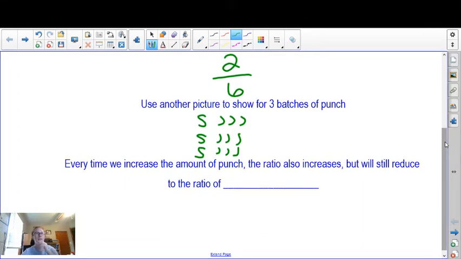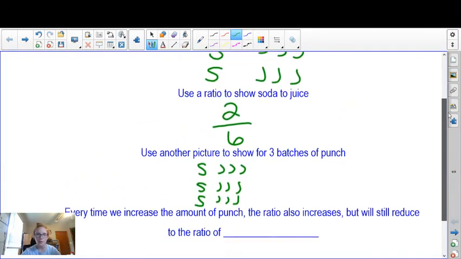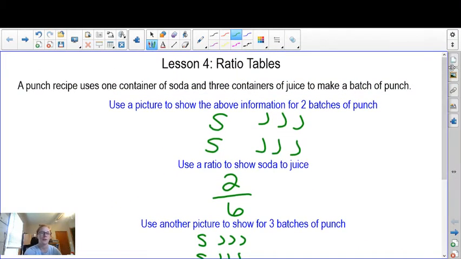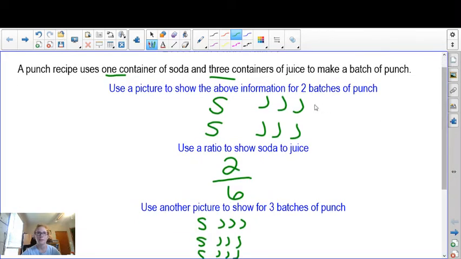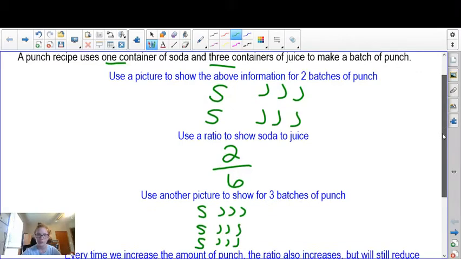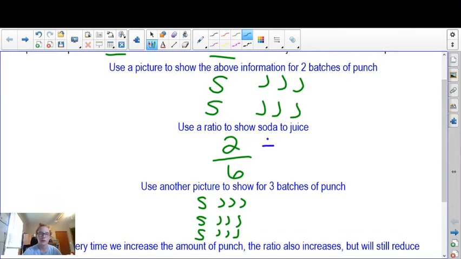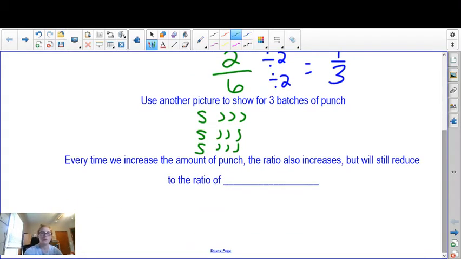So every time we increase the amount of punch, the ratio also increases, but it'll still reduce to the ratio of what? Well, my original one, way back in the beginning, was 1 to 3. Notice how I can see that here in the first example, I have 1 to 3 twice, which if you look here, I'm going to switch to blue now, I can divide both of these by 2, which will reduce back to 1 to 3. So I can reduce the ratio to 1 to 3.